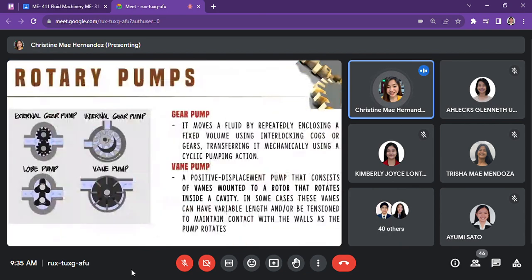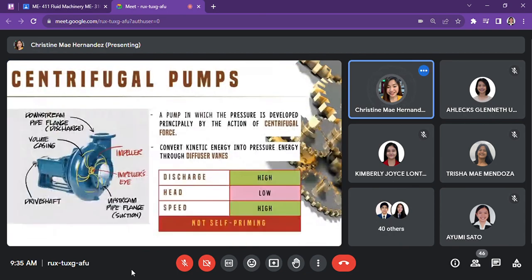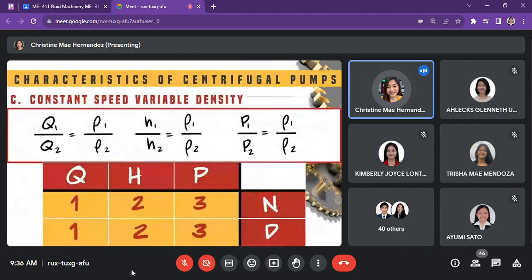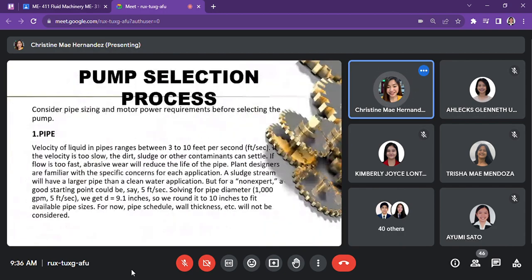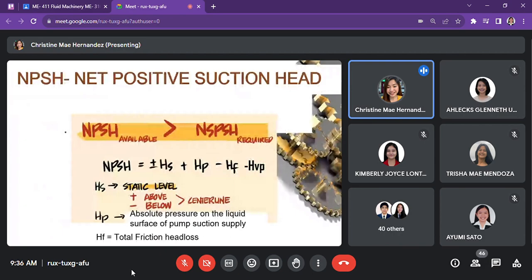Dito sa NPSH, so mapapansin nyo, coming from the word itself, net positive suction head. So, suction head, meaning sa suction lang tayo titingin. So, lahat ng head, elevation head, pressure head, velocity head ng suction. So, sa suction lang, hindi natin isasama yung discharge. So, yun lang yung ating gagamitin para mag-solve ng problem. Si suction head lang. Okay?